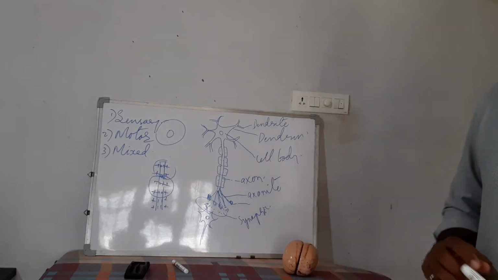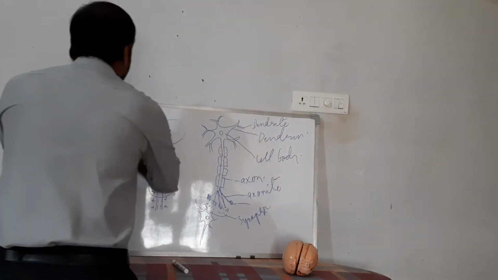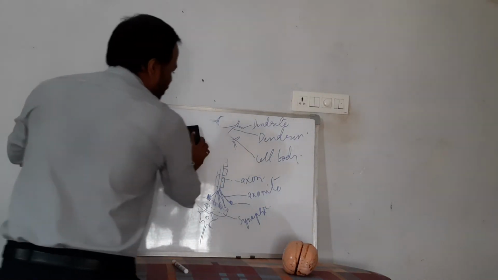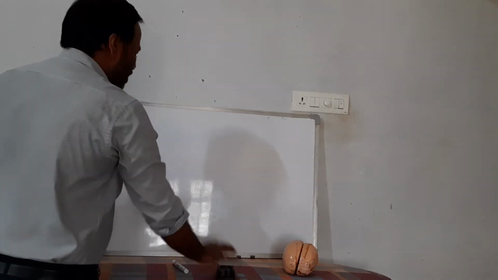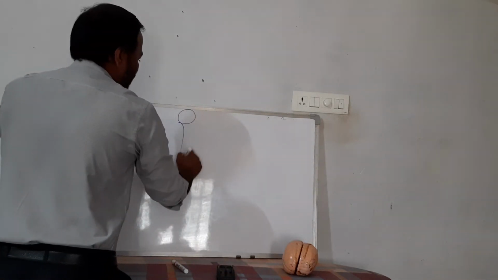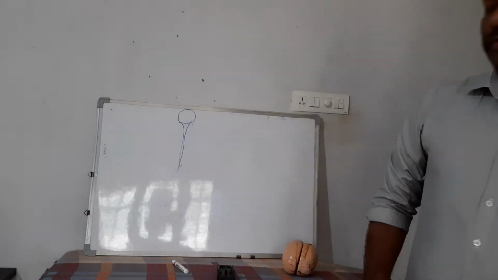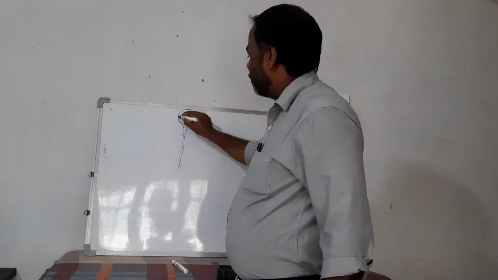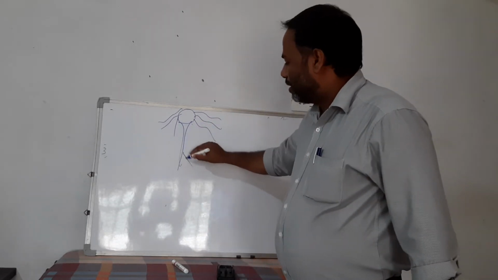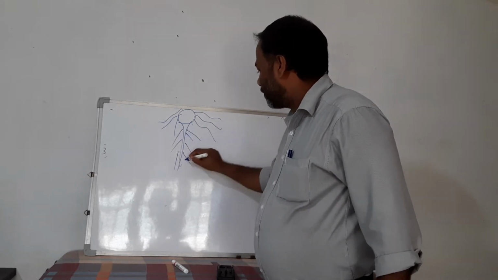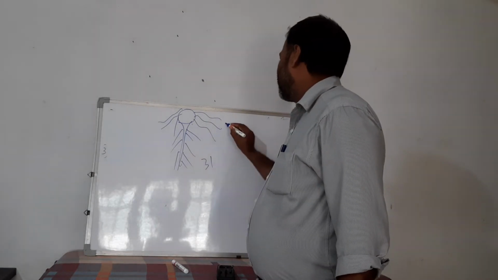Let us see the nervous system. The nervous system is mainly of two types. One is the central nervous system, and another one is the peripheral nervous system. The central nervous system means the brain and spinal cord. Then the peripheral nervous system has 12 pairs of cranial nerves. Nerves coming from the brain are called cranial nerves, 12 pairs are there. Nerves coming from the spinal cord are called spinal nerves. These are 31 pairs.